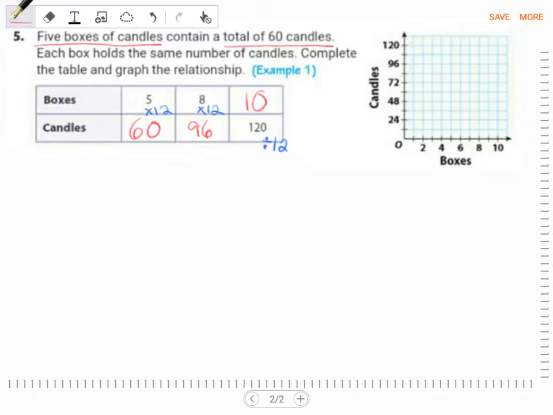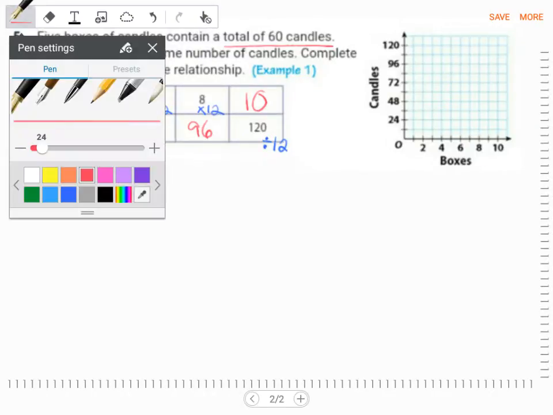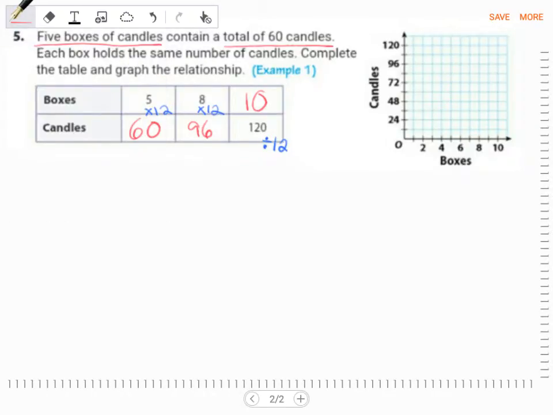So we filled in our table. This is much less work than what we did that whole process with on the previous page. However, if this is difficult for you to see the multiplying by 12 or dividing by 12, then make sure that you do that work so that you get the correct answer. And then we've got a graph. So let's get our points.